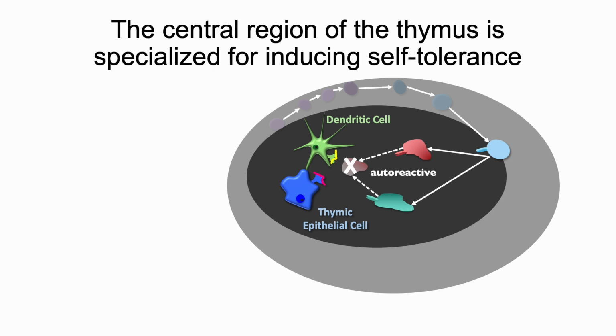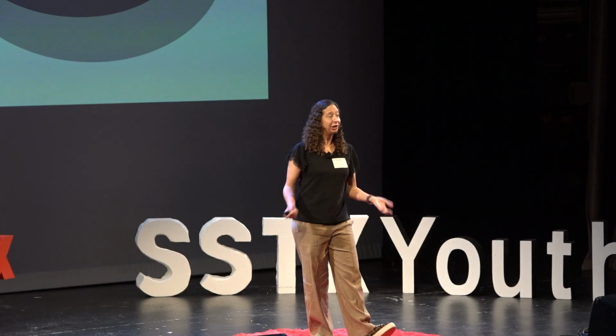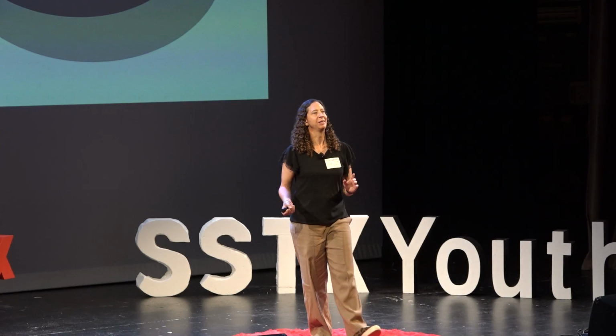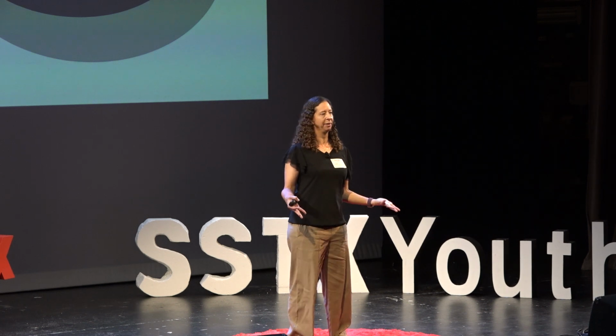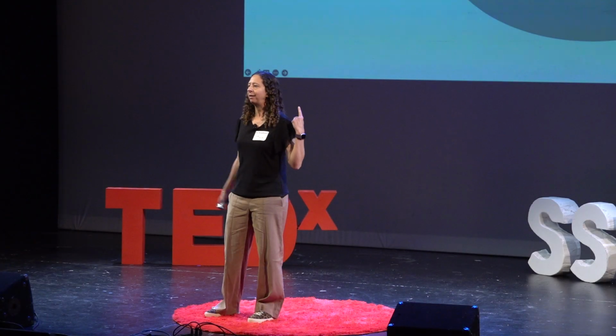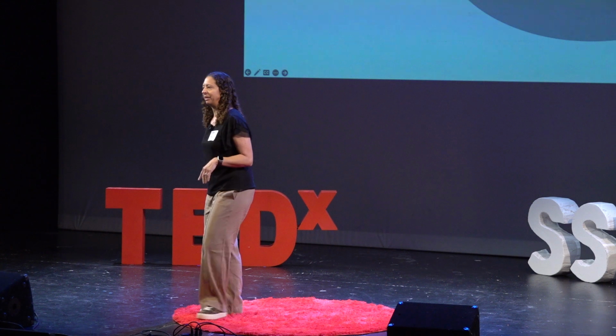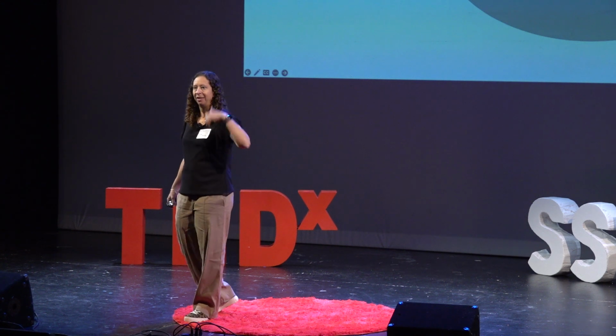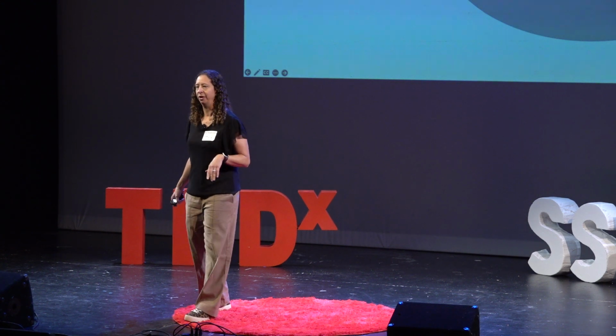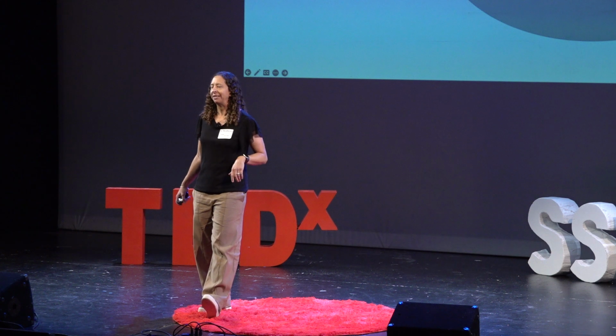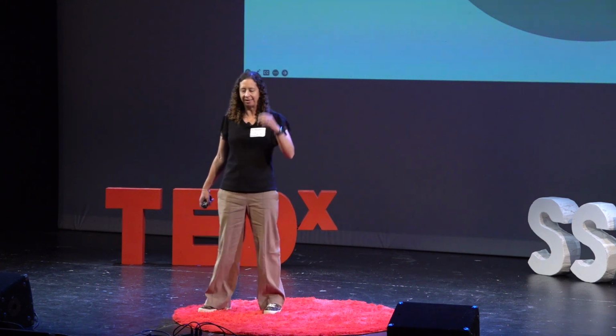But this raises another interesting question, right? The proteins that a thymic epithelial cell expresses should be proteins that are important for being a thymic epithelial cell. So great, it's going to show pieces of thymic epithelial cell proteins to developing T cells, and we'll be tolerant to those. Same thing for dendritic cells. They'll show dendritic cell proteins to T cells.